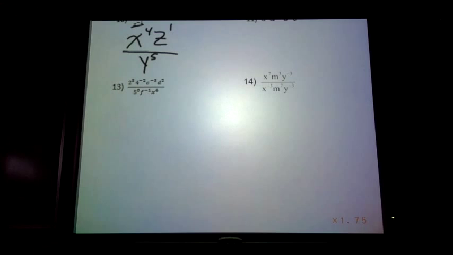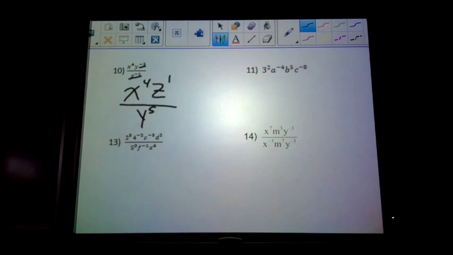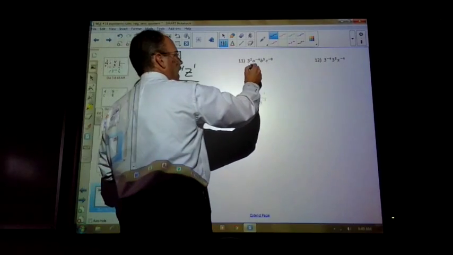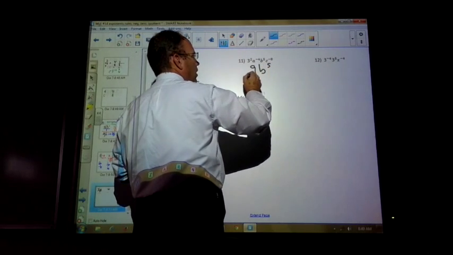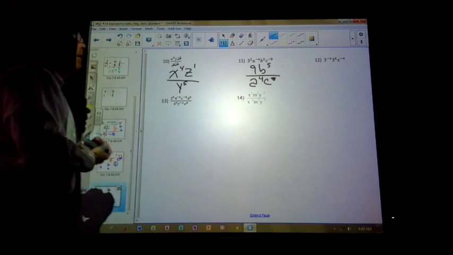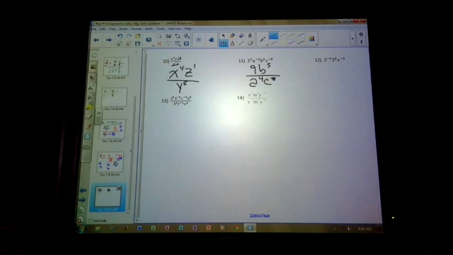Preston, picking on you again. Number 11. 3 squared seems content, do you think? What do you think is going to move downstairs? They're just going to move down. When they move down, do they keep the negative sign? No. The negative just tells you where it wants to go. It's going to switch its location. So 3 squared, 9. B to the 5th stays there, over a to the 4th, c to the 8th. What do you think?